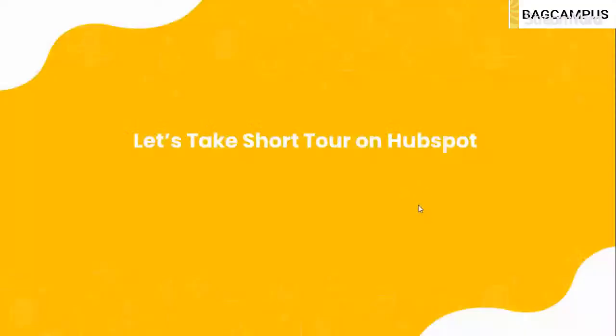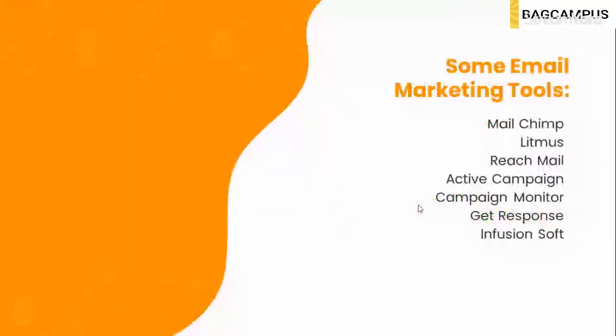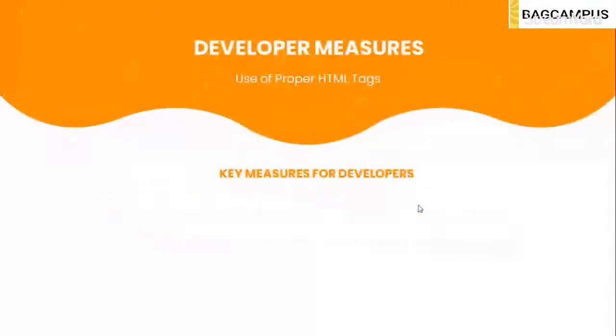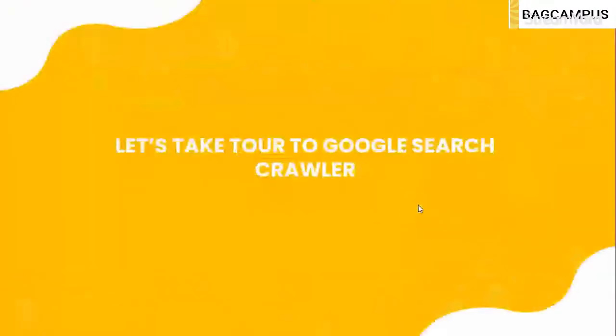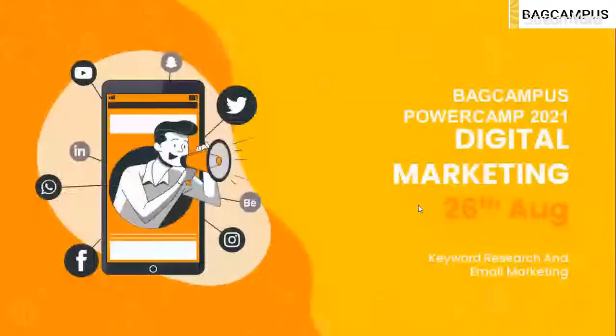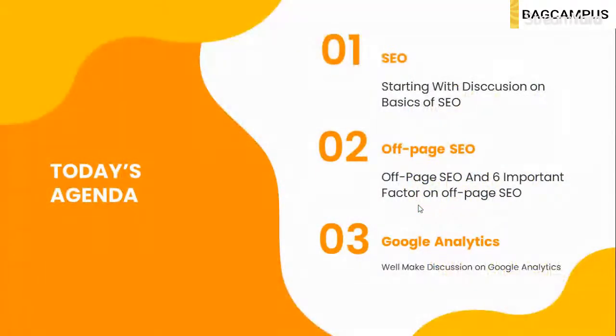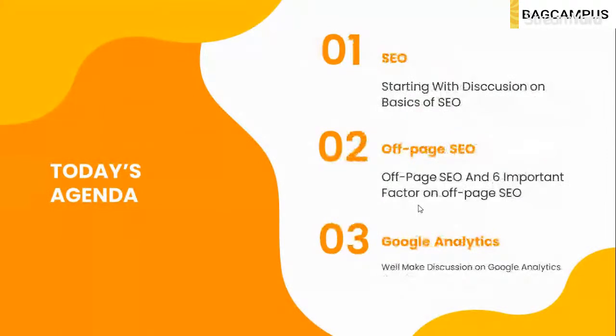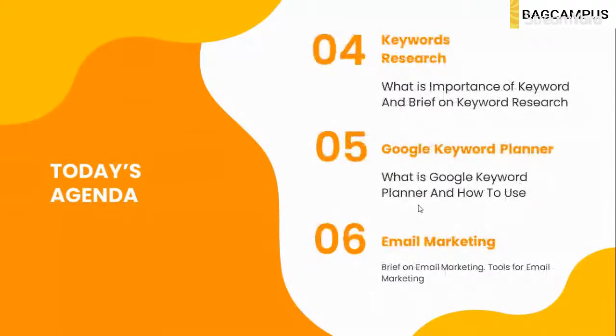Right? So what we have learned today, I will just take a revision for you. We discussed SEO, what is off-page SEO, right? For the keyword research, we made a keyword research planning. We also took a tour to Google Keyword Planner, and at the last we learned about email marketing. Also, we took a tour to HubSpot.